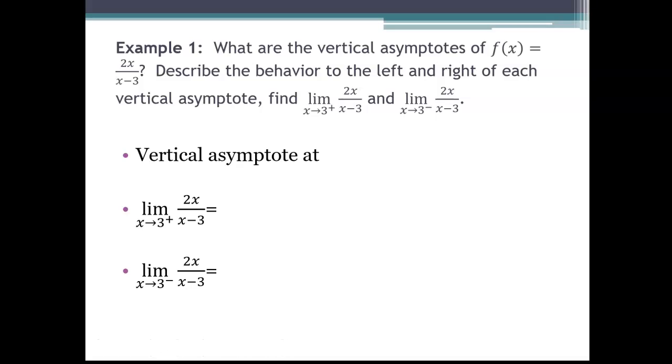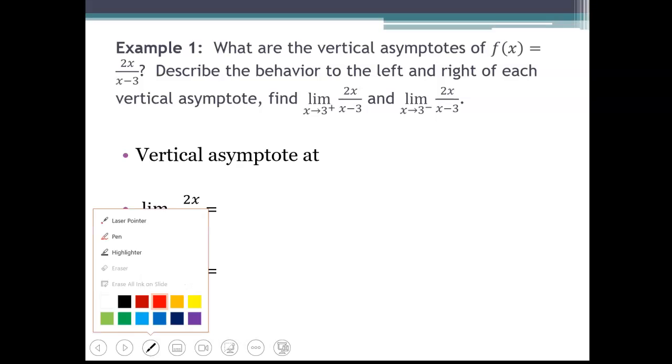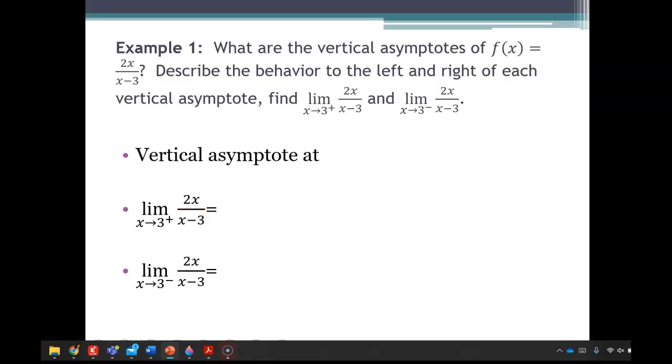So what are the vertical asymptotes of f of x equals 2x over the quantity x minus 3? The first thing you want to do is find your vertical asymptote. The vertical asymptote occurs when x minus 3 equals 0, which means I have a vertical asymptote at x equals 3.